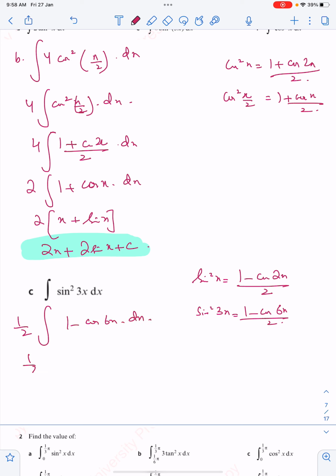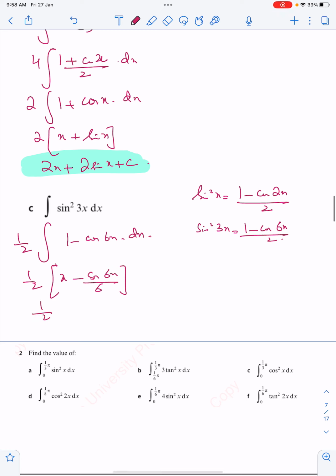So I have to integrate this. Integration of 1 is going to be x. Integration of cos of 6x is going to be sine of 6x divided by 6. Okay, so multiplying it by half will give me half x minus sine of 6x divided by 12 plus c. This is the answer.